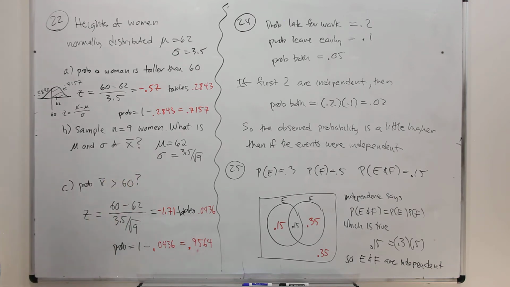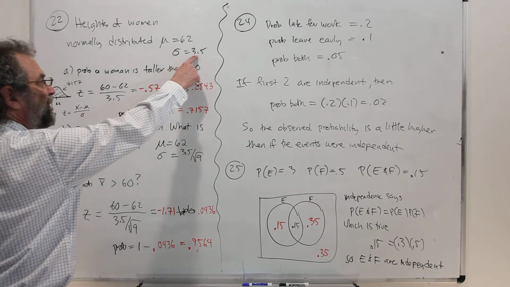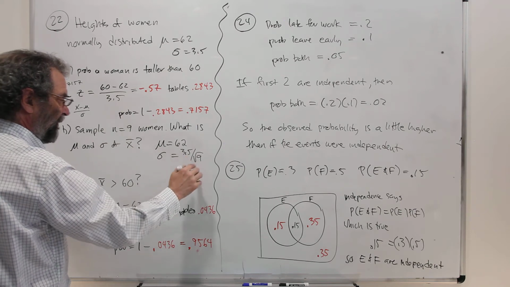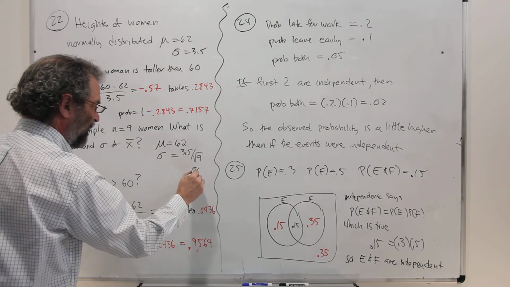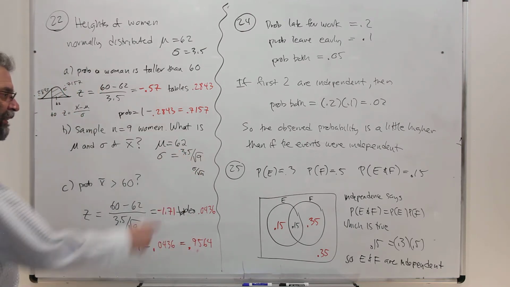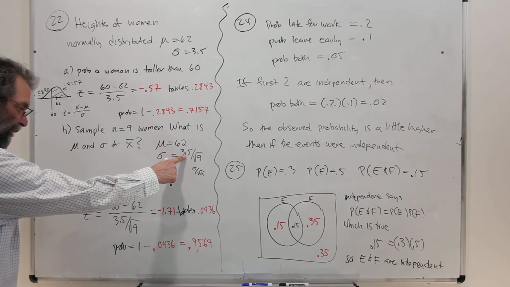However, averaging decreases the standard deviation. It divides it by the square root of n. It used to be 3.5. Now it's 3.5 over square root of n. So that's sigma over root n in our thinking. So root 9 is about 3, so the standard deviation is really about 1.